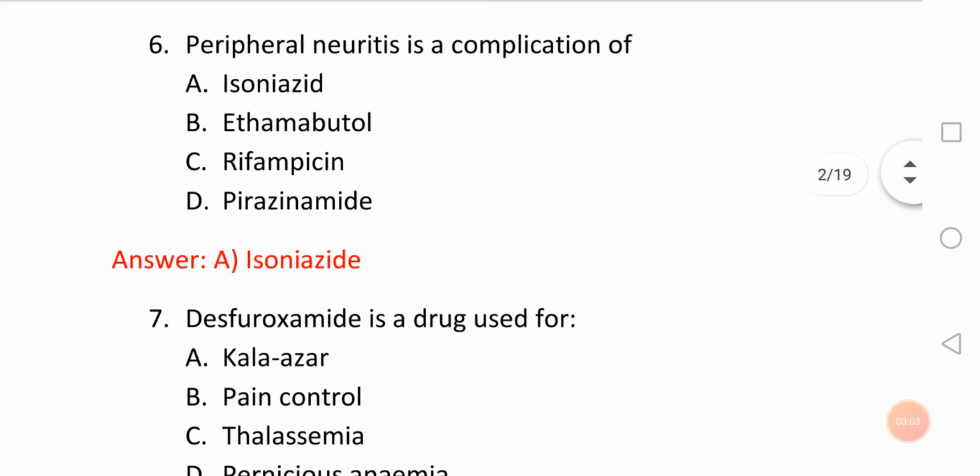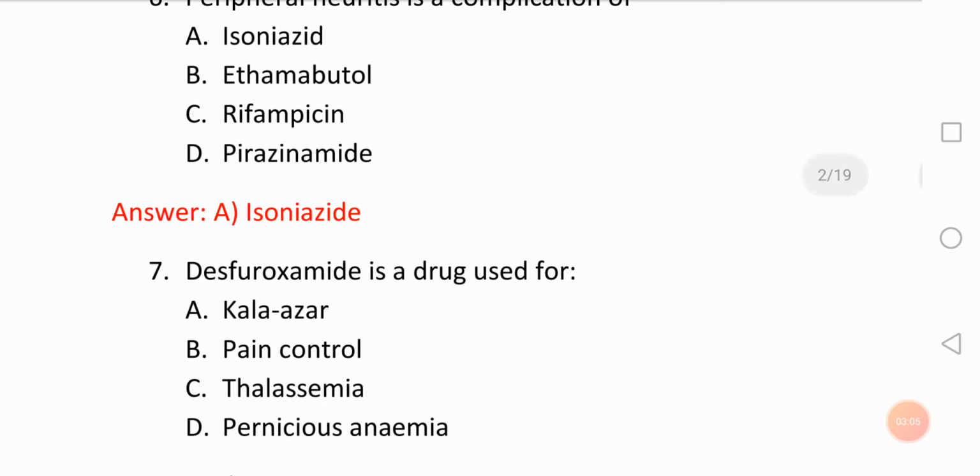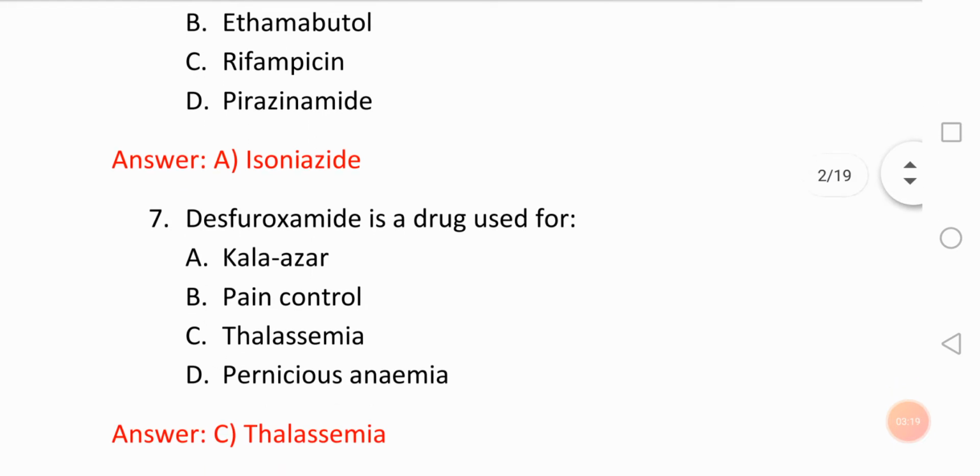Seventh question: desferoxamine is a drug used for A. Kala azar, B. Pain control, C. Thalassemia, and D. Pernicious anemia. And the answer is C, thalassemia. Desferoxamine is a chelating agent for iron. It is also used for iron poisoning.